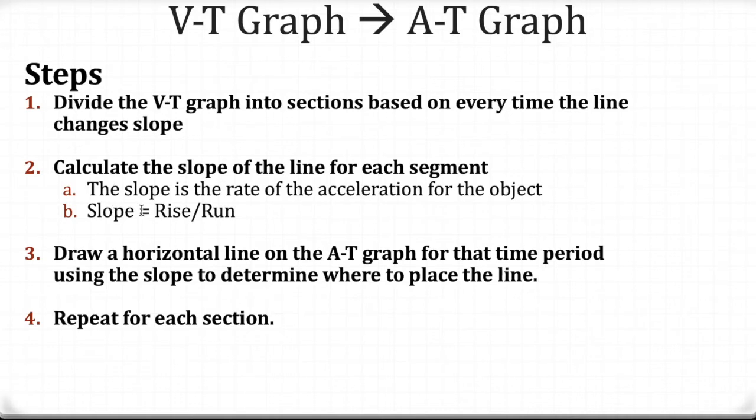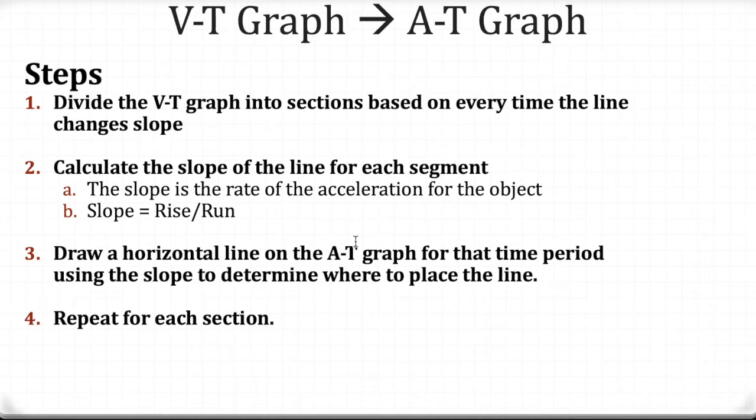Your slope formula is rise over run. You probably know that by now, but just in case, there it is. So your slope is your rate of acceleration for the object for that time period. Once you do that, you're going to set up your acceleration graph, and you want your x-axis to match, and then you're going to draw a horizontal line on the acceleration time graph for the same time period, using the slope as to where you're going to place the line.